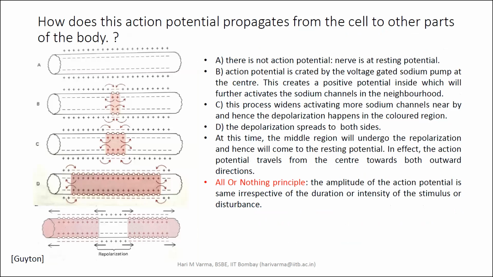Now the question is, how does this propagate? For example, when you touch with the hand, we are basically sensing it with the brain. So the signal has to go to the brain, then only we will sense it, right? So how does this propagation happen?